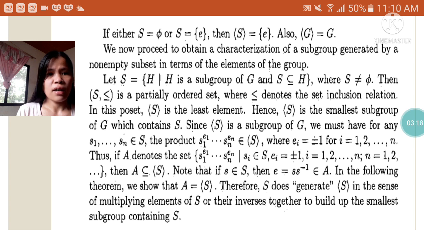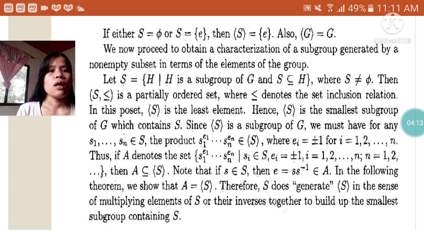Thus, if A denotes the set of all s₁^ε₁ ... sₙ^εₙ such that sᵢ is an element of S, εᵢ is equal to positive or negative 1, for i equal to 1, 2, ..., n, and n equal to 1, 2, ..., then A is a subset of the subgroup generated by S. Note that if s is an element of S, then a⁻¹ is an element of A. In the following theorem, we show that A is equal to the subgroup generated by S.